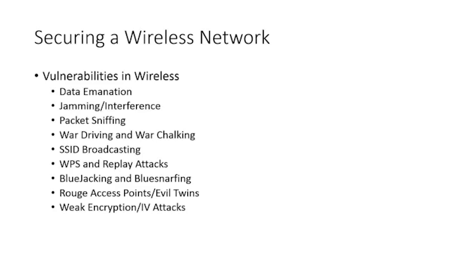We have vulnerabilities in wireless as well, just like we have vulnerabilities in a wired network. Well, maybe more in a wireless network. I don't know, it depends on how you want to look at it. We could have data emanation, right? Data leaking out there, that's not good. Jamming or interference: somebody could be interfering with your signal. They may be doing it unintentionally.